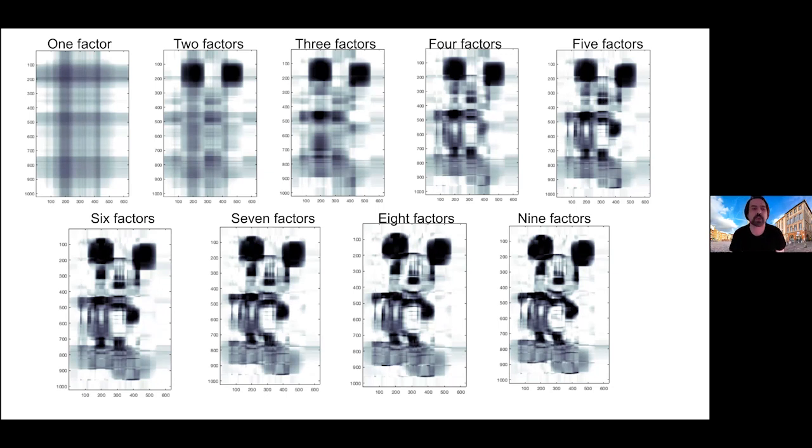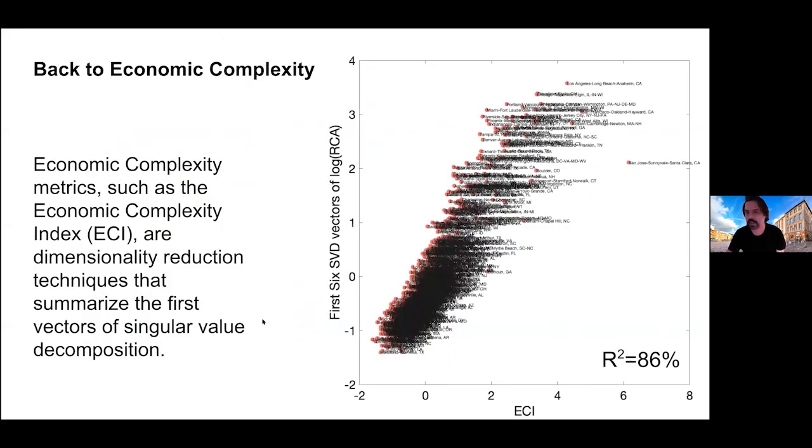What has this to do with economic complexity? Well, the thing is, the economic complexity index, or these other dimensionality reduction techniques that have been proposed in the literature, are basically a summary of the first 4 or 5 vectors of the singular value decomposition. So here you have a chart with metro areas in the US. You see the economic complexity index on the x-axis, and here you see the first 6 SVD vectors of a matrix of log of the location quotient or RCA.